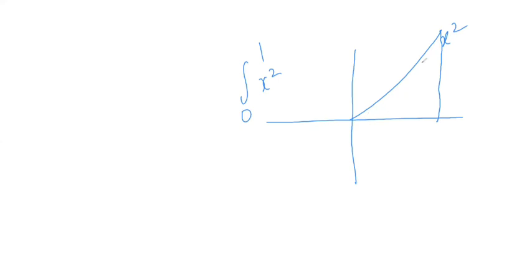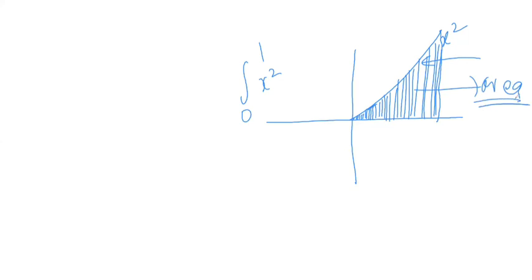To calculate the area under the curve, we divide this area into smaller rectangles and smaller triangles like this. We divide the region into smaller rectangles and smaller triangles, and we sum up the area of all these rectangles and triangles. That will give you the area under the curve.